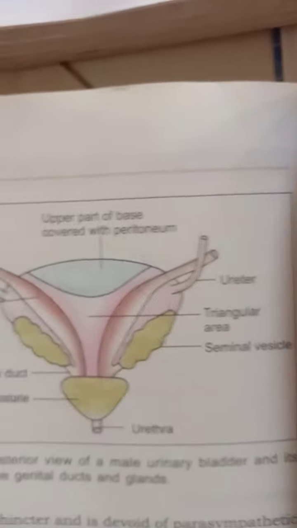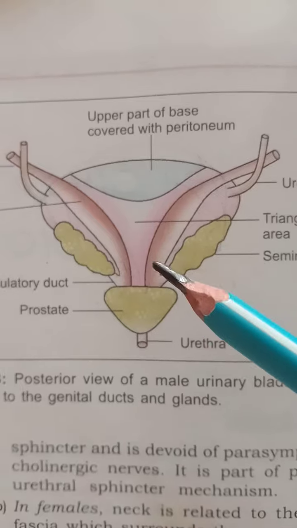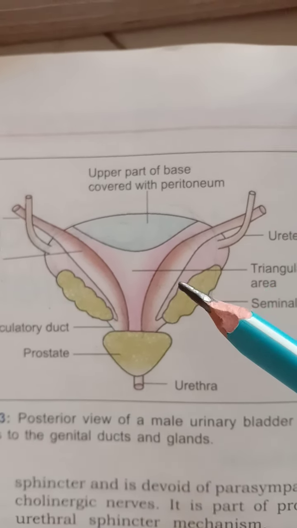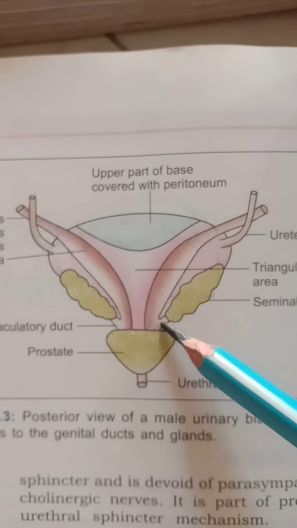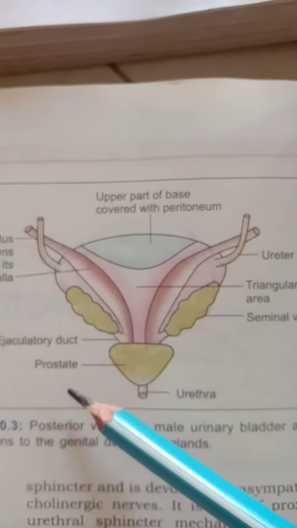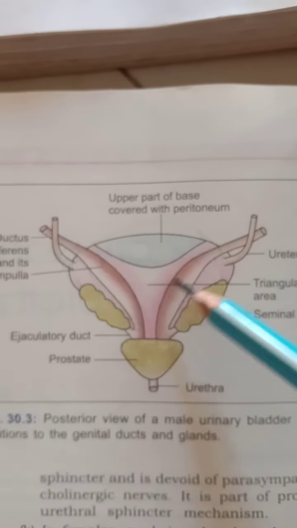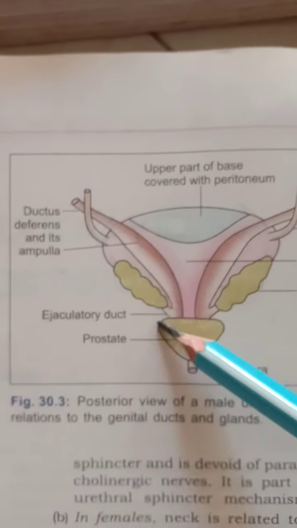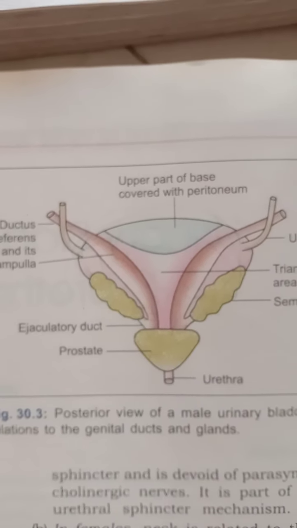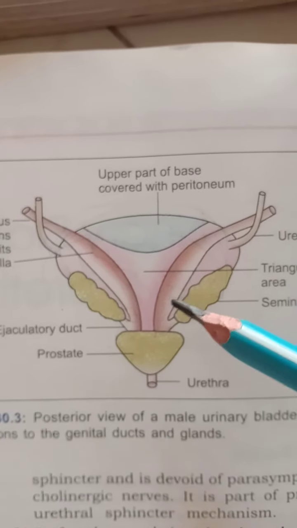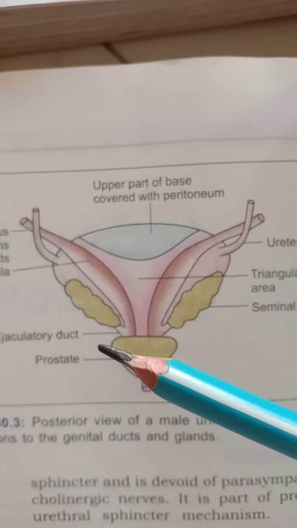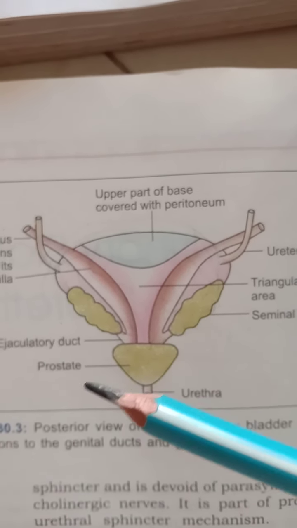Then the lower narrow end of the seminal vesicle is called the duct of the seminal vesicle. It joins with the ductus deferens to form the ejaculatory duct, this one. Then the seminal vesicles, as their name implies, do not form a reservoir of sperm.